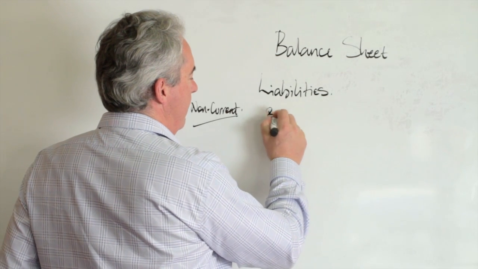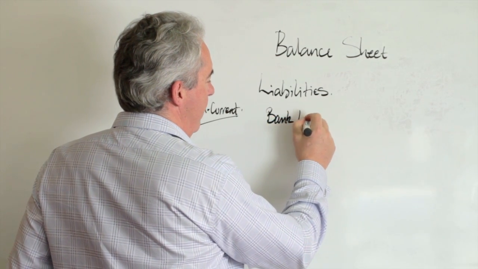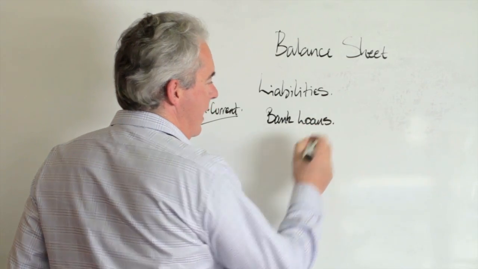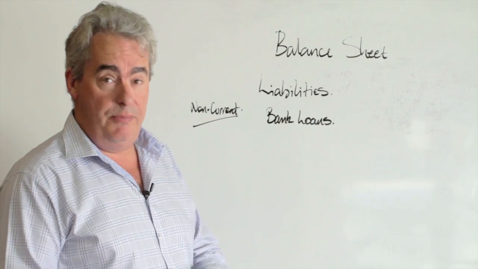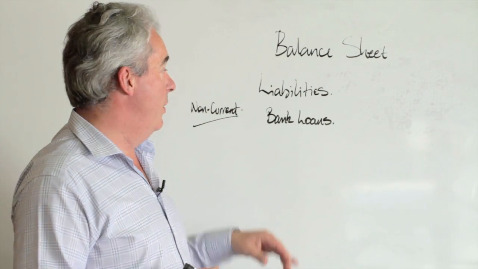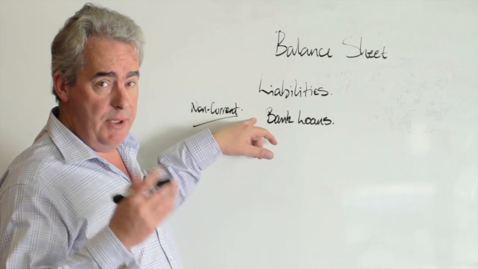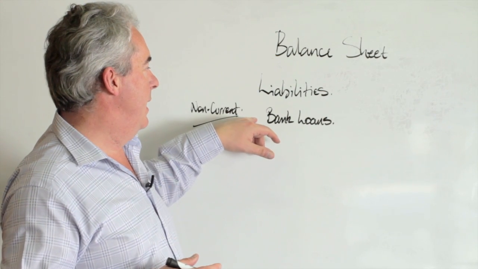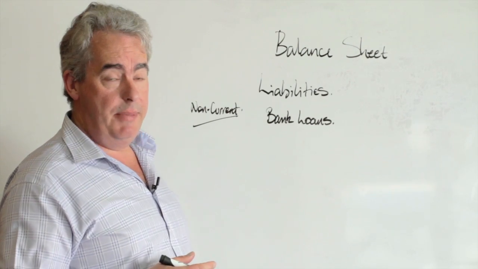bank loans. Okay, so whereby the bank has given us, let's say, a 5-year loan to purchase some equipment or to acquire some land or what have you. You'll generally find the amount owing at the particular balance date sitting in the balance sheet under a non-current liability.